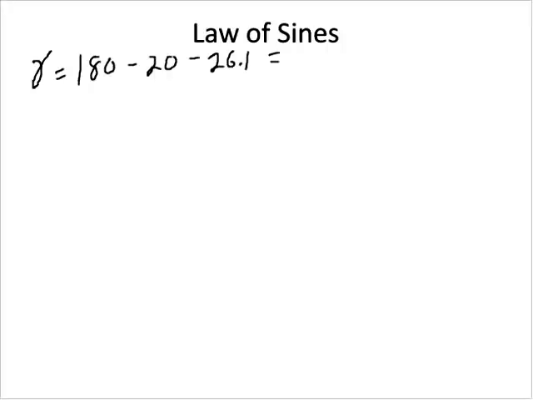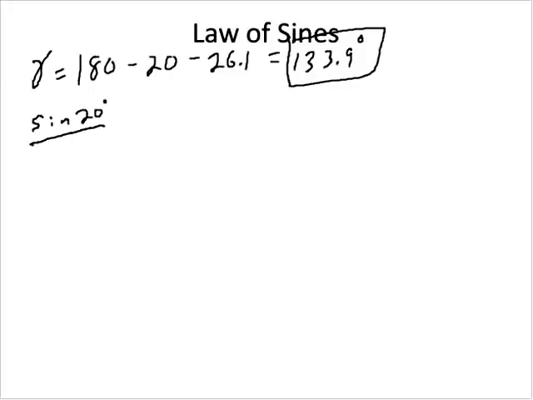which will wind up with 133.9 degrees. So we just found gamma, it's 133.9 degrees. Now I can find the side opposite gamma, that's c, and I'll do that in practically the same way with the law of sines. I'm going to say the sine of alpha, which was 20 degrees, divided by the length of the side opposite, that's 7, equals the sine of gamma, which we said was 133.9 degrees, divided by the length of the side opposite, which we'll call c.